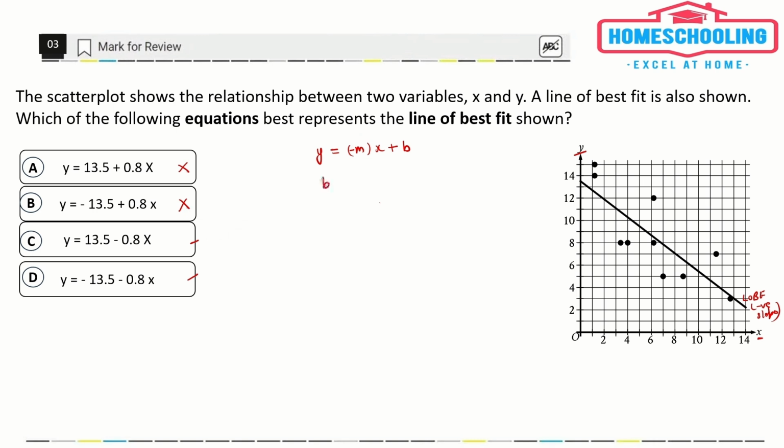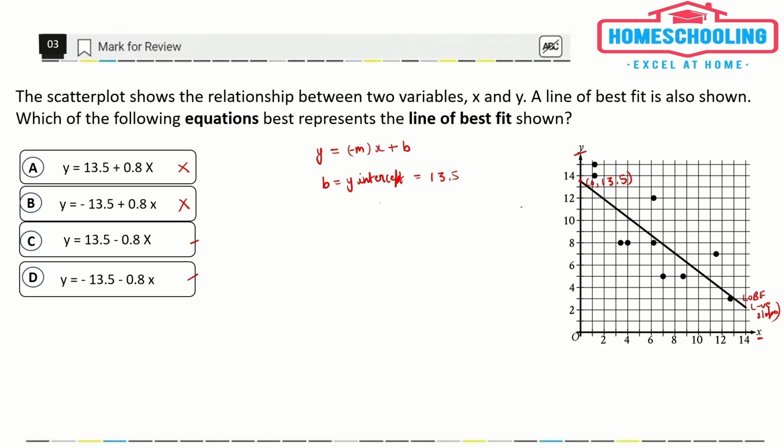Now, b is our y-intercept. The y-intercept is the value of y when x is equal to 0. At this point, x is 0 and y's value is between 13 and 14, so 13.5. So our y-intercept is 13.5, because at x equal to 0, y is 13.5. Now we have to find the slope. For the slope, let's consider two coordinates on the line. This is our first coordinate, 0 and 13.5.